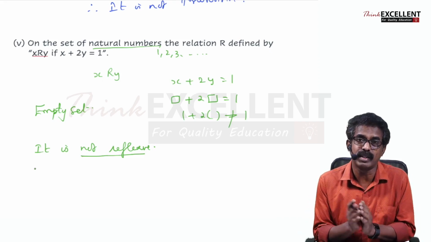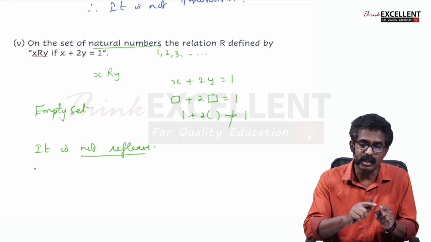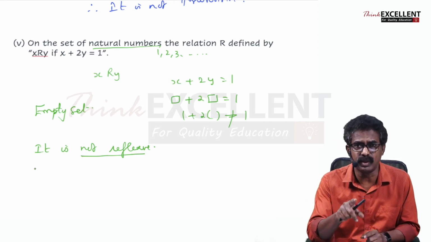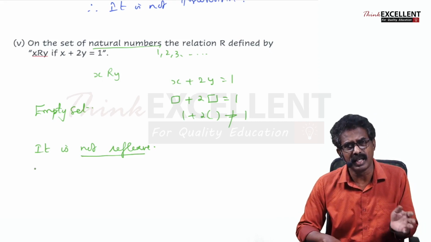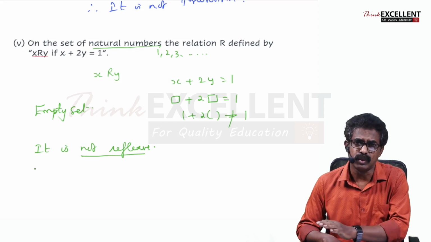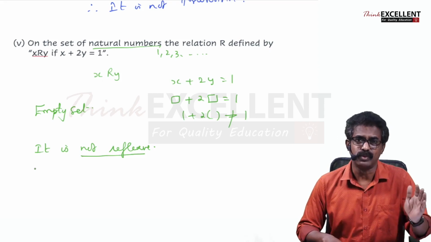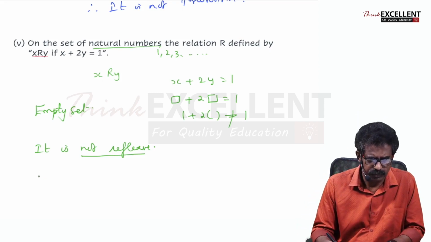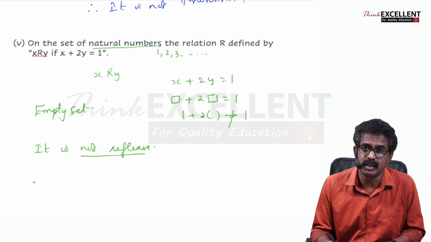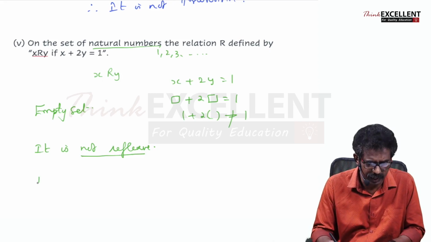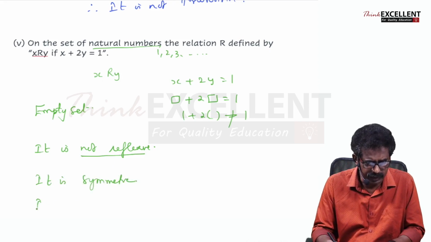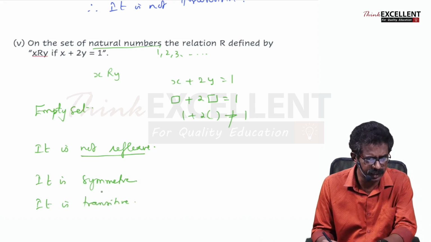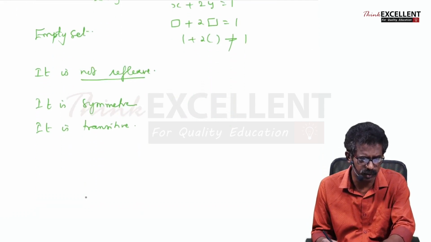When can you say it is not symmetric? A is related to B, but B is not related to A. Then only you should say it is not symmetric. Here A itself is not related to B, so you need not check anything, and you say yes, it is symmetric. Here no elements, so you cannot say it is not symmetric. You cannot say it is not transitive. So we say it is symmetric and it is transitive. Only the empty relation is not reflexive. So that alone you keep in mind.